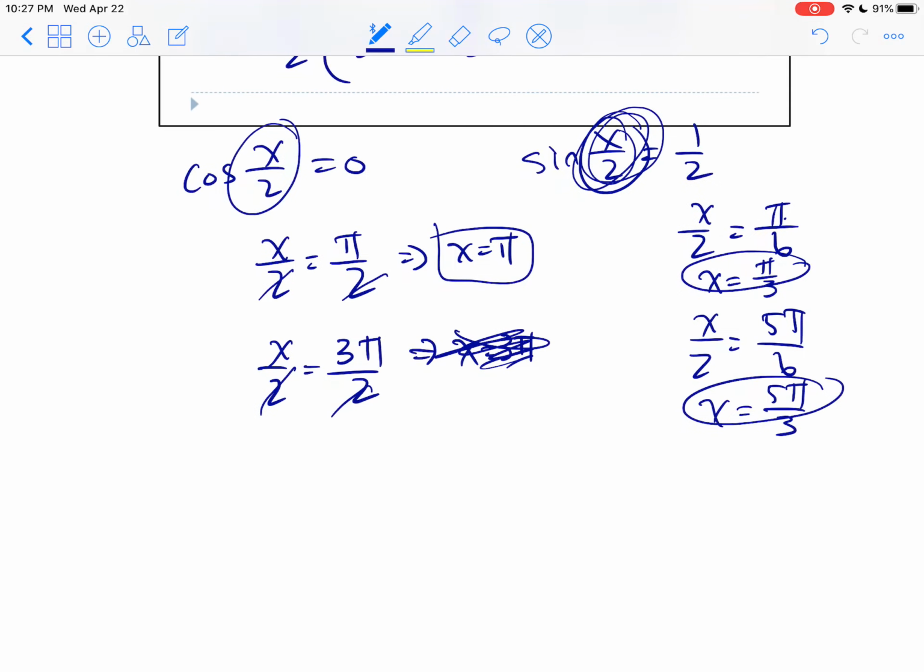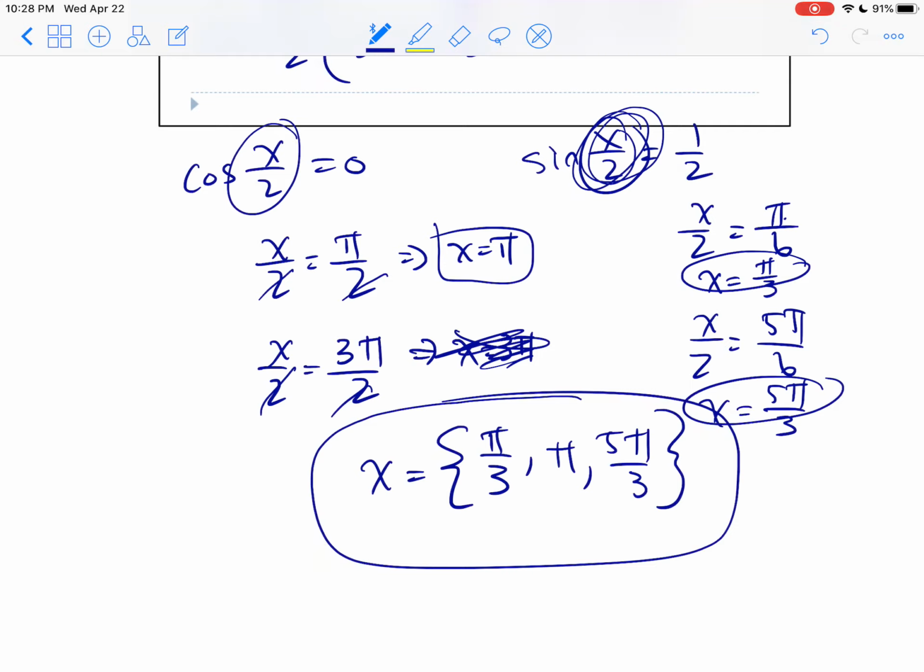And so I'm going to write my solution set. My solution set is that x equals, starting with the smallest value, pi over 3, then pi, and then 5 pi over 3. These are the solutions to my equation.